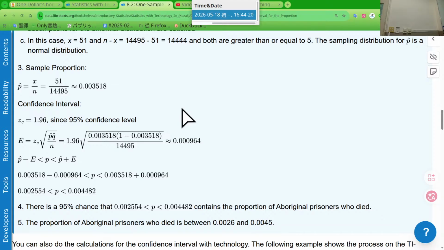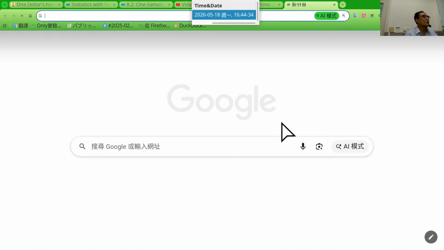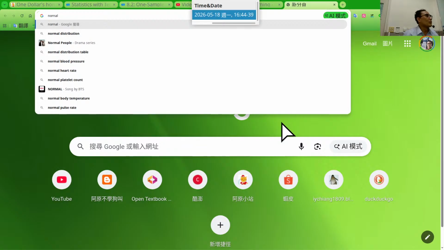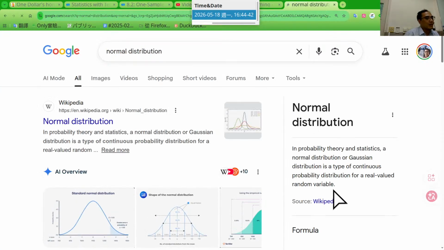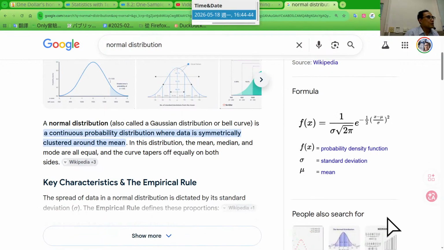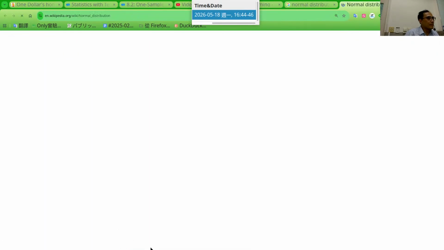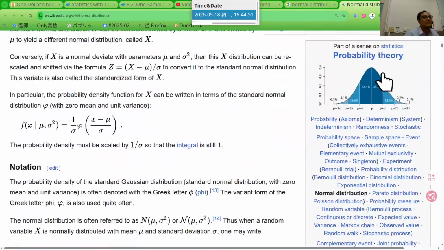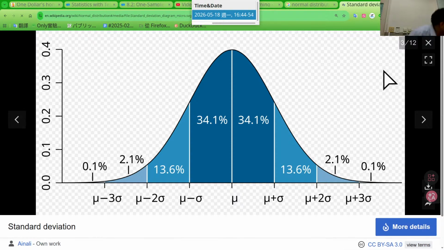Okay, let me read. Okay, before I move on, I want to show you one thing. Normal distribution. We can use Wikipedia. Okay, let's check this first.